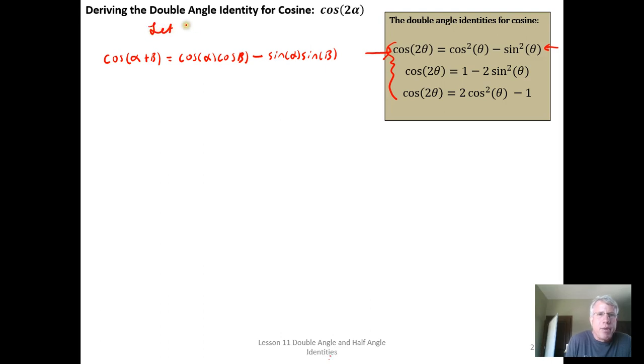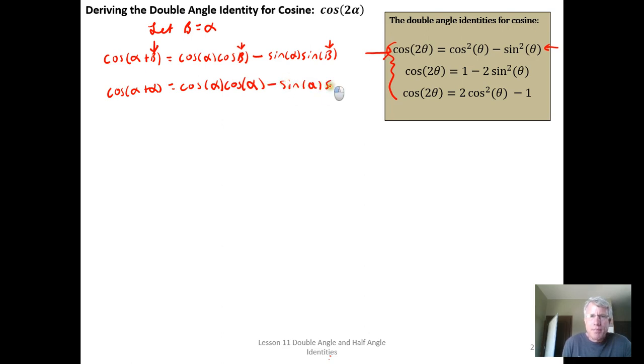We say let beta and alpha have the same measure. Let beta equal alpha. And then everywhere we see beta in the sum identity for cosine, we can replace it with alpha. So we make the replacement: cosine alpha plus alpha equals cosine alpha cosine alpha minus sine alpha times sine alpha.